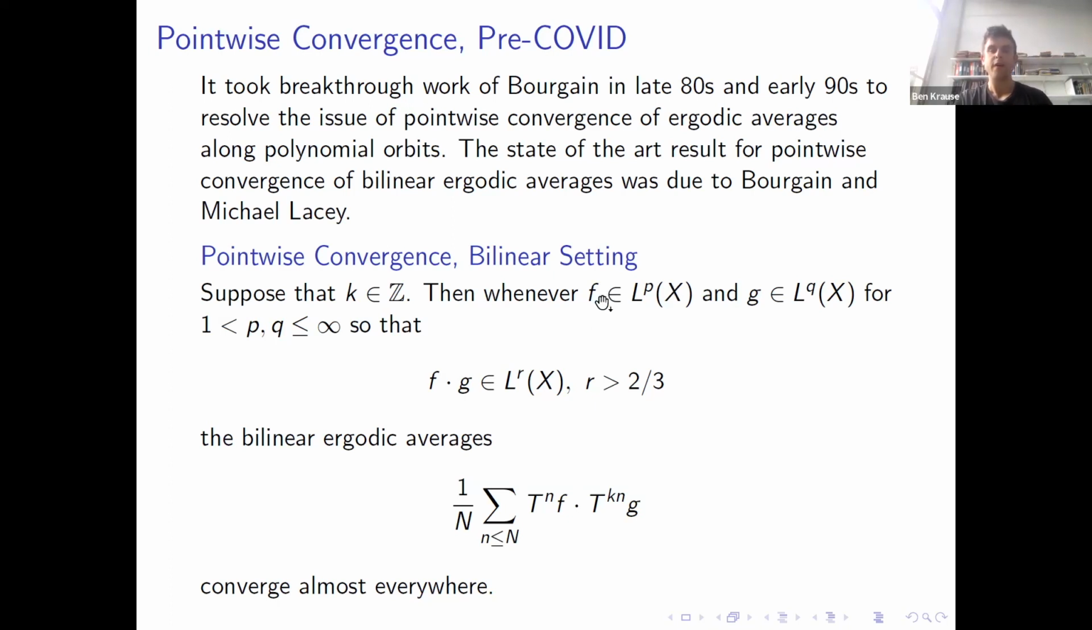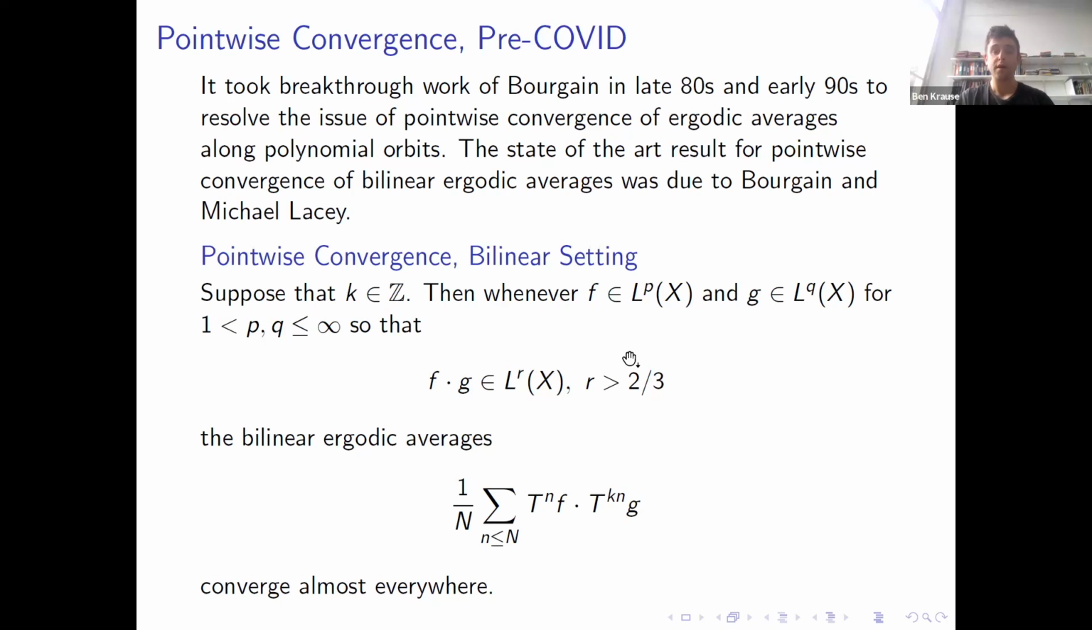Suppose I take two functions f and g. They're not quite integrable, but they're just slightly better than integrable. So they have almost as bad singularities as you could hope for, but not quite that bad. But if you dictate that their product is a little bit better than L2 thirds, then the bilinear averages T^n f, T^{kn} g converge pointwise almost everywhere for, well, the interesting case is when k is not 0 or 1. So Bourgain proved this result first when f and g are bounded, and then Michael Lacey extended to the case when fg is in L2 thirds plus epsilon.